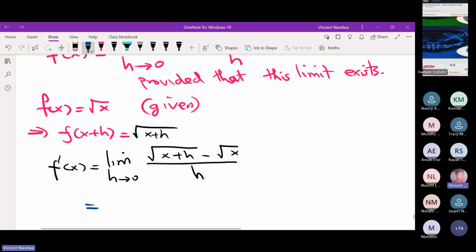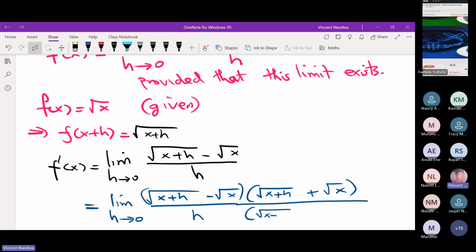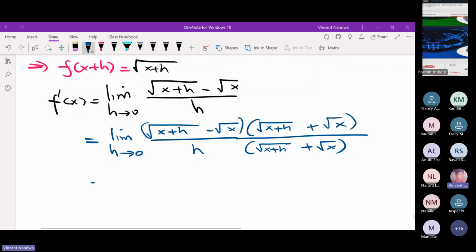So this would be the limit as h approaches 0 of root of x plus h minus root x, divided by h. Then we multiply by the conjugate of this, which is root of x plus h plus root x, then divided by root of x plus h plus root x. So we rationalize. So what is the simplification of the numerator?